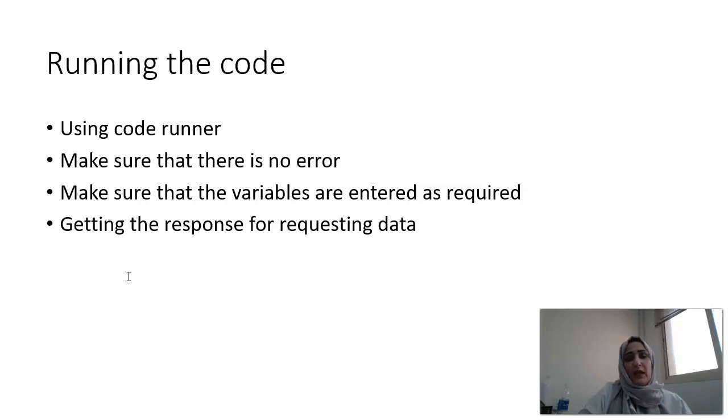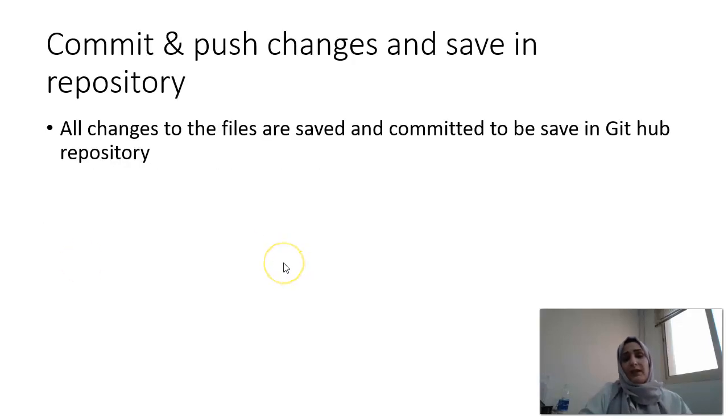When I run the code, as I showed you first, I use the live server for the HTML. For the Python, I run the code to make sure that there's no error. And also, I make sure all the variables are entered as required. All the responses from the API that I requested have the same information I'm looking for. At the end, I commit all the changes and push all the changes that I made, and then everything has been saved in the repo.